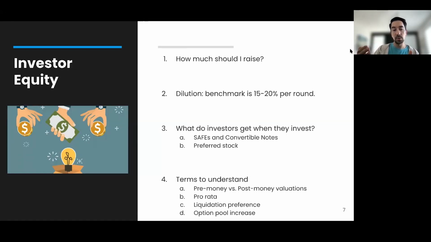And you want to make sure your pool is the right size for every round as well, because you don't really want to go back to your board to increase your pool later, because they might say, wait, you've given out too much equity. We only agreed that you could give out 10 to 15% of your equity to your employees in this round, and you've used up all of that. Maybe you're not being good stewards of the equity that you have, and that may make investors question you as a founder.